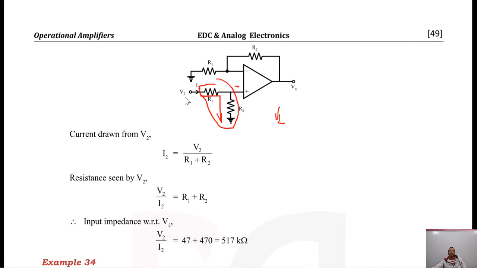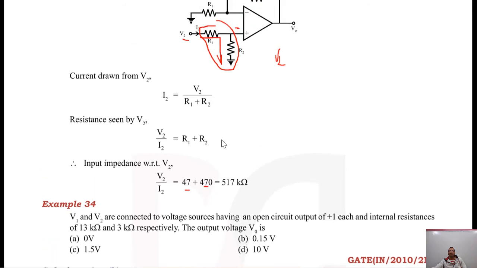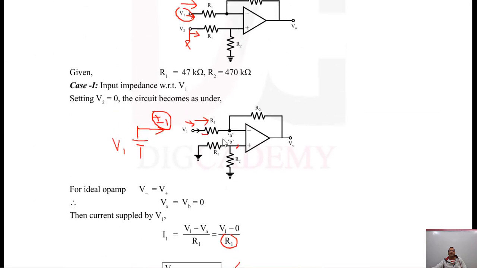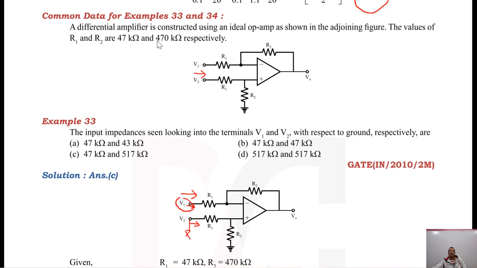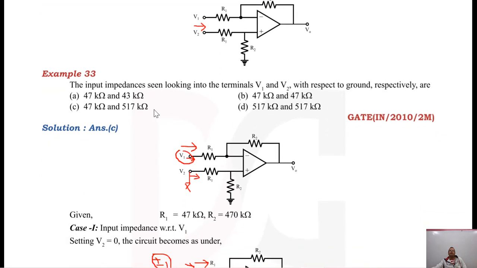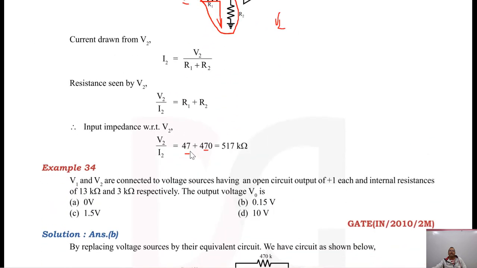So the resistance with respect to V2 will be R1 plus R2. That is 47 kilo ohms plus 470 kilo ohms. Please see the resistance is given to you: R1 and R2 are 47 kilo ohms and 470 kilo ohms. So our resistance with respect to V2 will be R1 plus R2, and that is nothing but 517 kilo ohms. So that is what you have calculated.